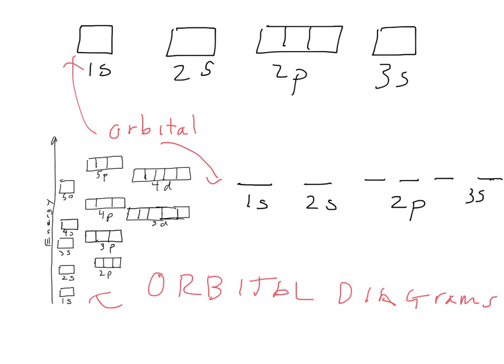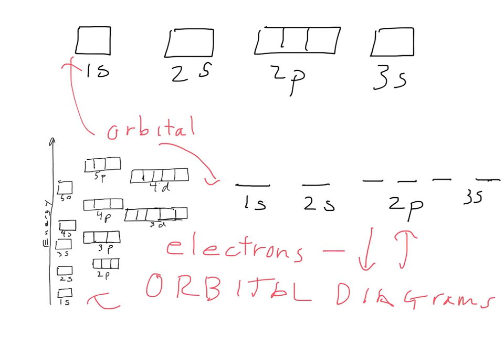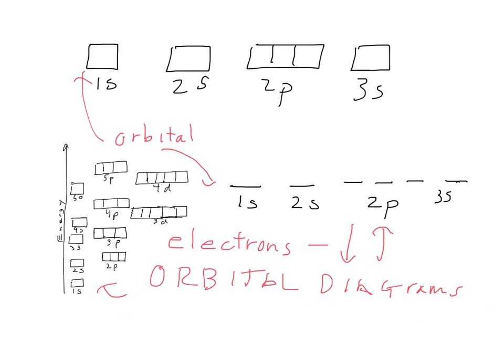Orbital diagram notation represents orbitals using boxes. It represents electrons using arrows. The electrons' arrows can be either pointing down or pointing up. Let's start by filling out an orbital diagram for an element, and let's start with a fairly simple one. Let's do an orbital diagram for helium.